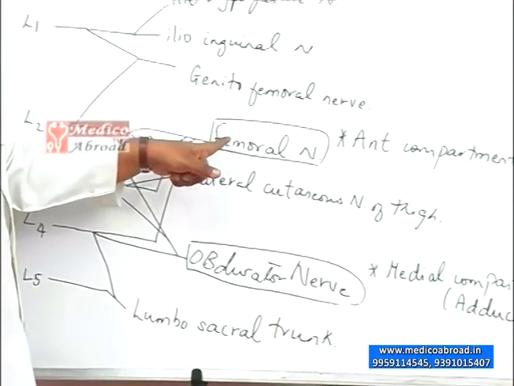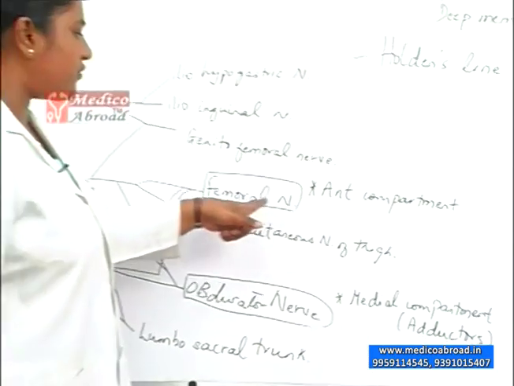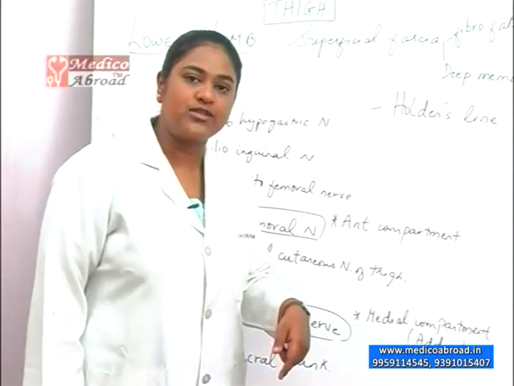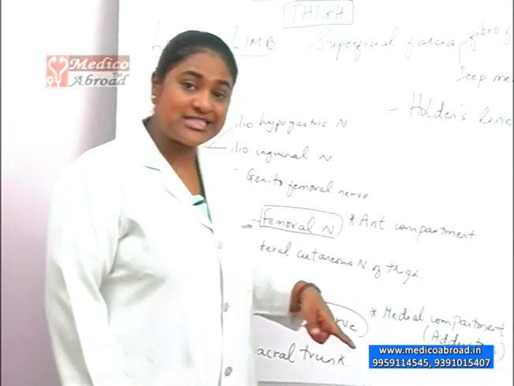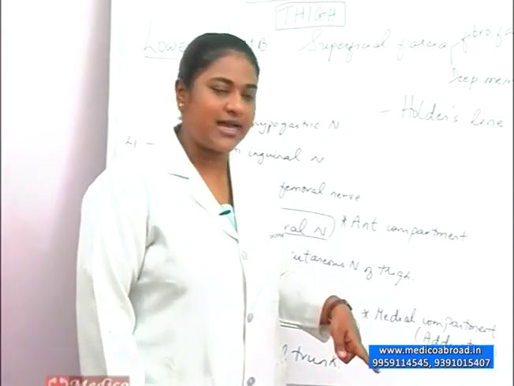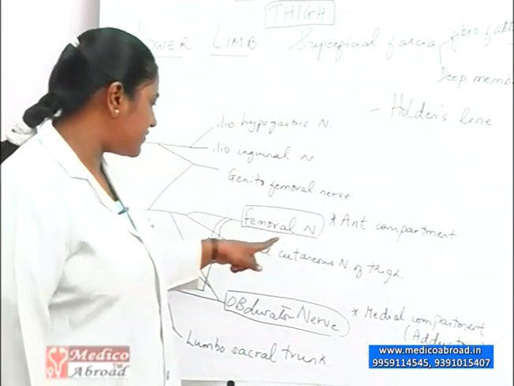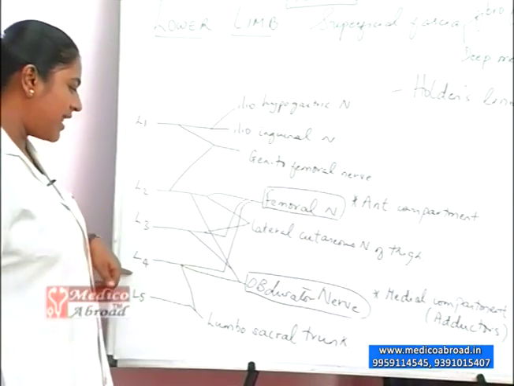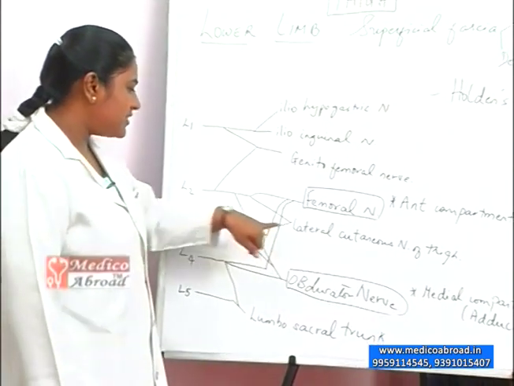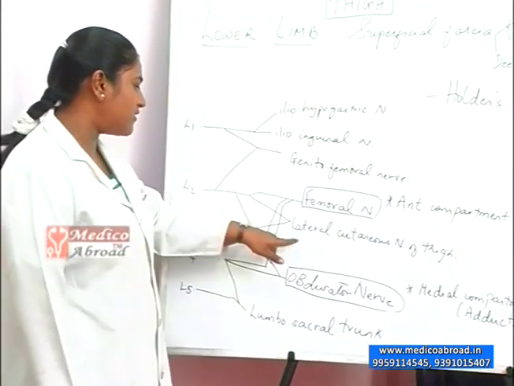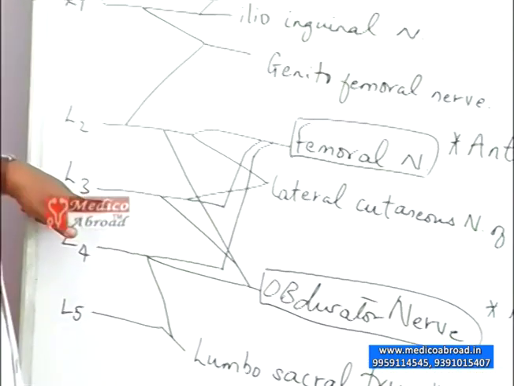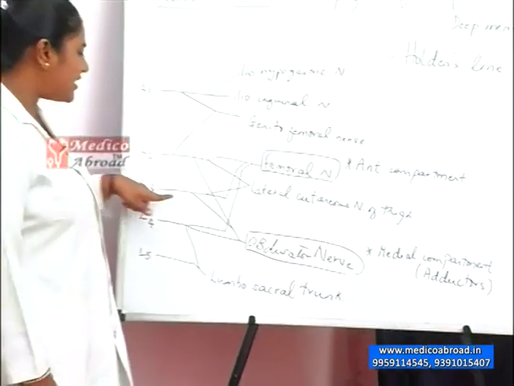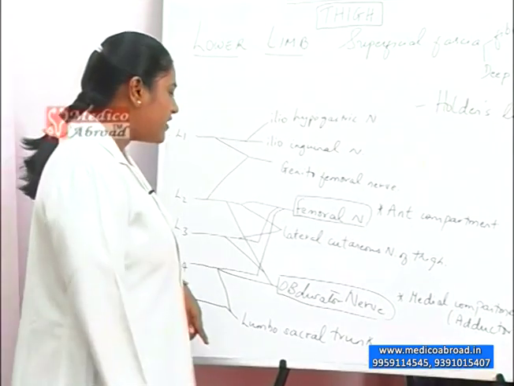L2, L3, L4 branches unite to form the femoral nerve, which is the nerve which supplies the anterior compartment of the thigh, that is the extensor compartment of the thigh. The anterior compartment of the thigh is supplied by the femoral nerve coming off from L2, L3 and L4. Next you have the lateral cutaneous nerve of thigh, which is formed by union of L2 and L3 terminal branches.